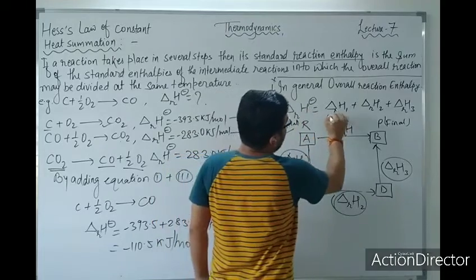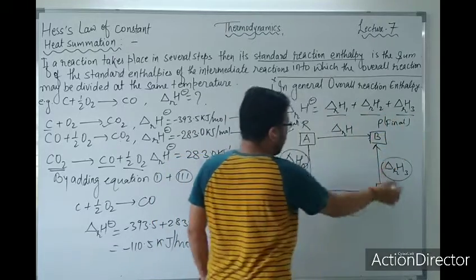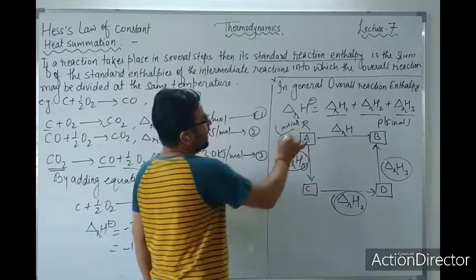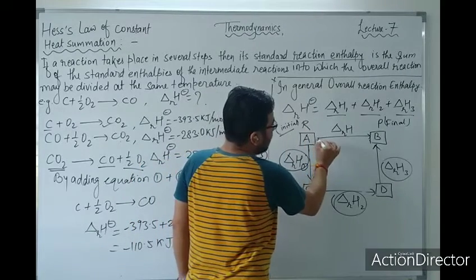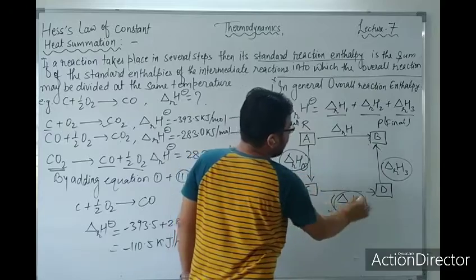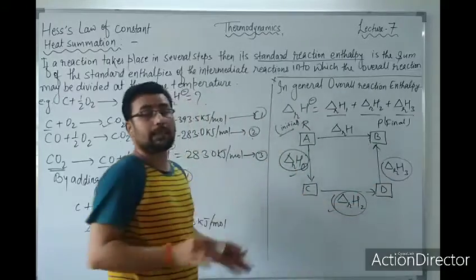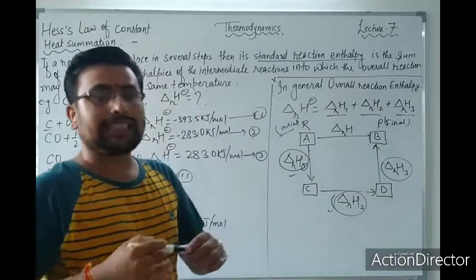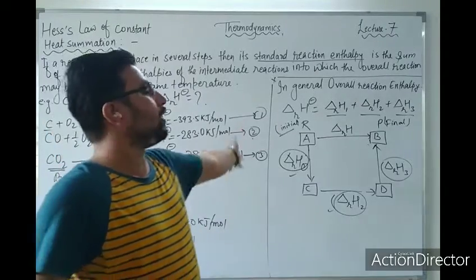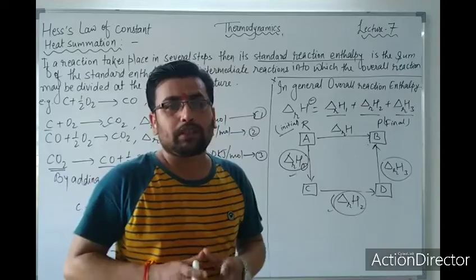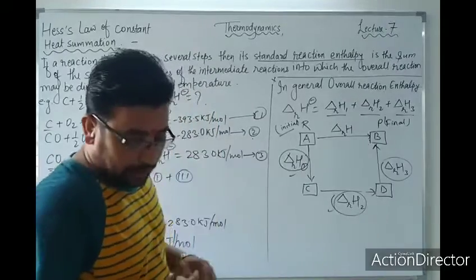So it is delta HR1 plus 2 plus 3, whatever the several steps are there, it is equal to that. Now, as I have told you, it can be directly in one step also and it can be in several steps also. So whatever the several step enthalpies are there, at the same temperature you have to just do the sum of all the enthalpies, that is equal to one step enthalpy. Got it? So this was our Hess law.